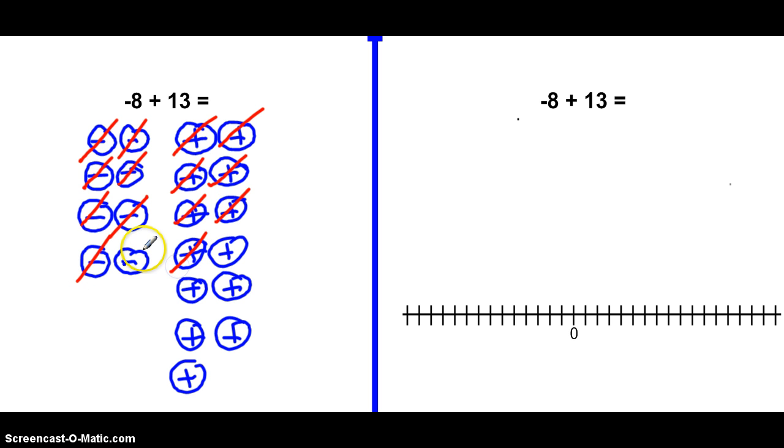Here's a 0 pair, and I can make one more 0 pair. Now after I've canceled all that out, here's what I have left. And that is good. I got 5 chips, and they're all positive. So the answer is a positive 5.